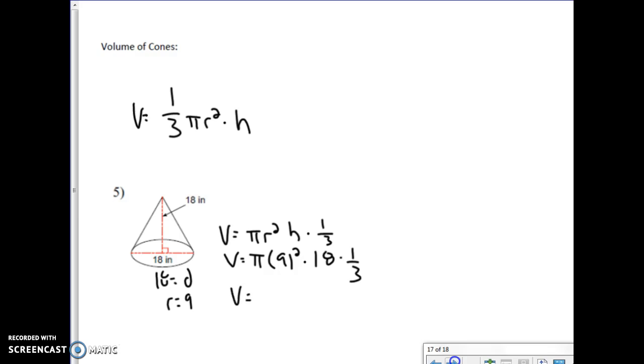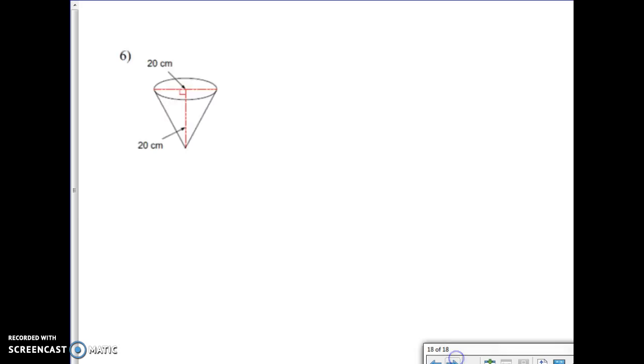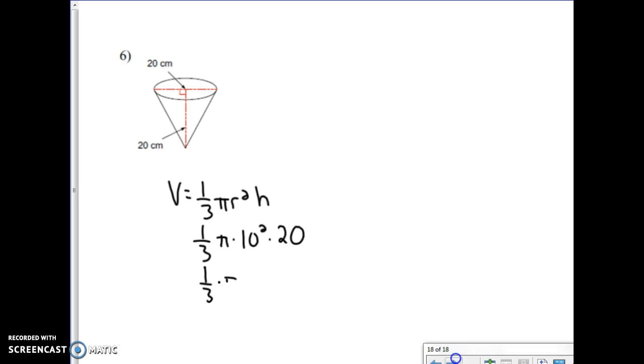So I got pi times 81 times 18, and I'm going to multiply by 1/3. When I do that, I get my volume to be 1,526.8 inches cubed. Let's try one more, and then I'll let you guys go and have some fun working. Volume equals 1/3 pi r squared h. So it's 1/3 pi times the radius, which is 10 squared, times my height, which is 20. So I got 1/3 times pi times 100 times 20. Let's see what the handy dandy calculator gets us. Looks like I got 2,094.4 centimeters cubed.